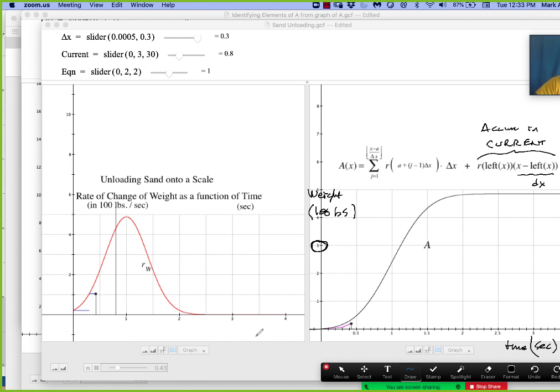What about these axes over here? What are their units? The one on the left, the vertical one, is the rate of change of weight in 100 pounds per second. That's right. Those values are 100 pounds per second. And the horizontal one is the same as for the other graph. It's time in seconds. Right. Okay.